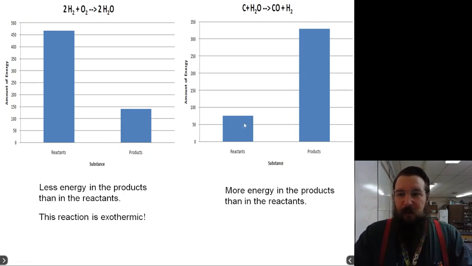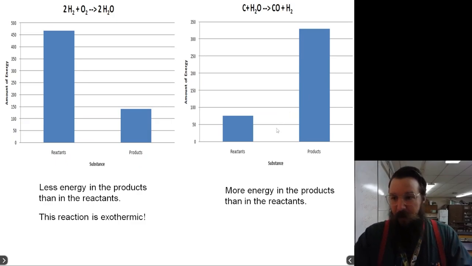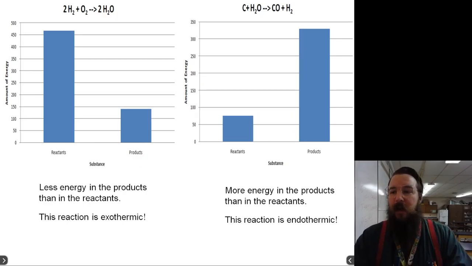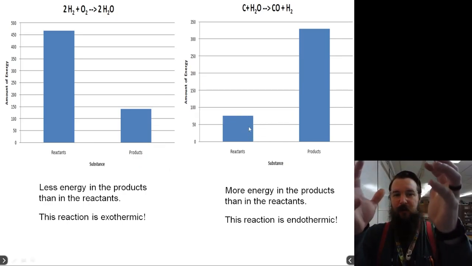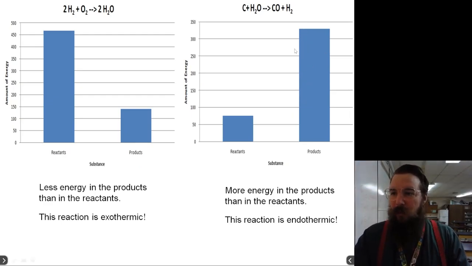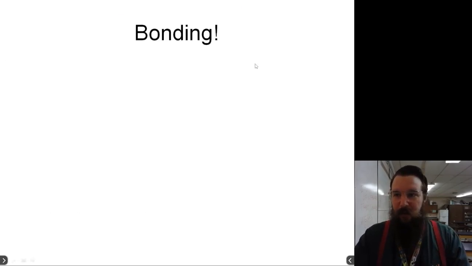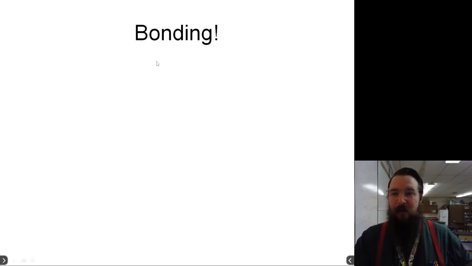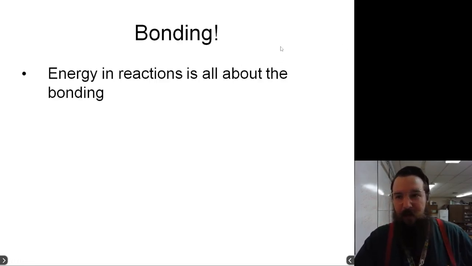Over here on this one, you'll notice we have a lot more energy in the products than we do in the reactants. We don't even need to really look at anything but that the bar is bigger. So the bigger bar, more energy. As a result, this one is the opposite. This is endothermic. We had to take energy from the surroundings. So energy was taken from the surroundings, pulled into the products as they were formed. You'll notice that this has to do with bonding. So energy in reactions is all about bonding. That's the first blank in the next set of notes, in case you missed that.